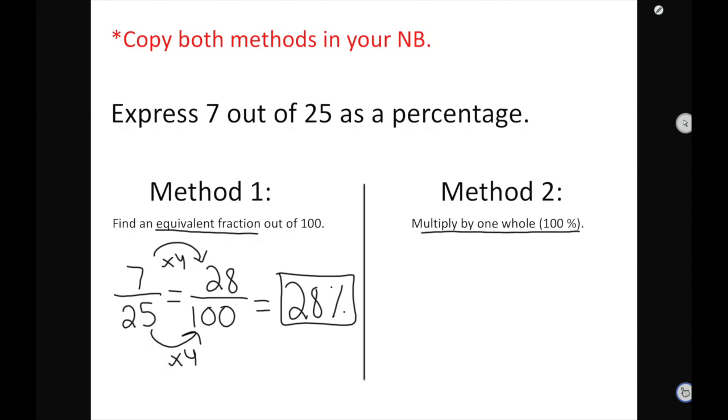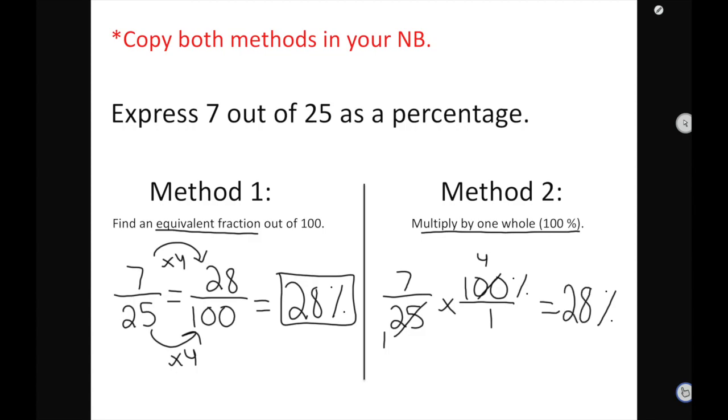Now let's try method 2, the new method, where we multiply by one whole, or 100%. I'm going to copy down my fraction again that I want to convert into a percentage. But this time I'm going to multiply it times 100%. Remember, since I'm multiplying times a percentage, that's my label, my answer is going to be in a percentage. And now I can solve. I'm going to look to cross cancel, which I can do by dividing by 25. And I can multiply my numerators and denominators. And since I have a 1 in my denominator, I know that it is 28%. And I got the same answer.